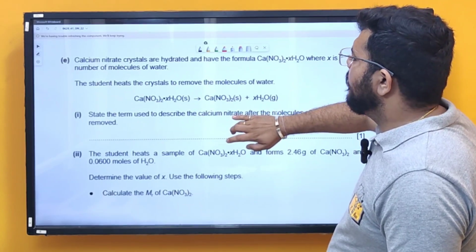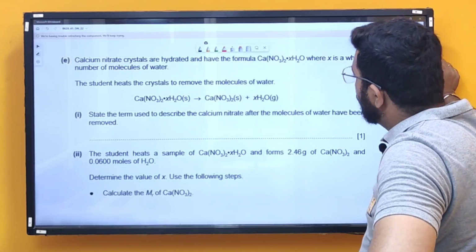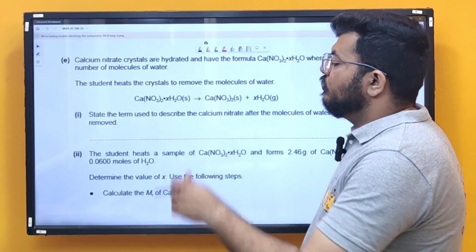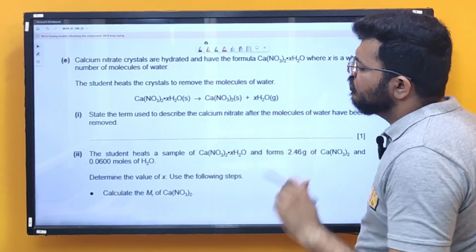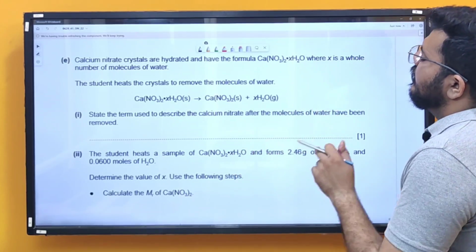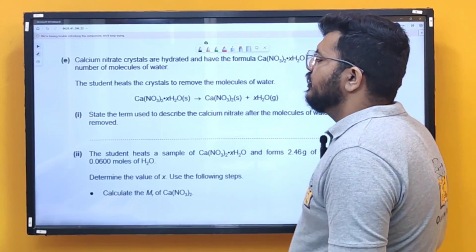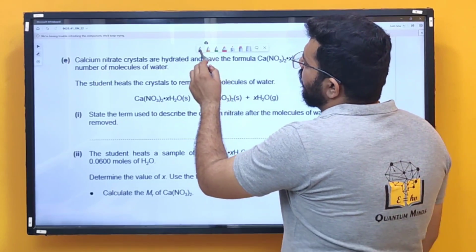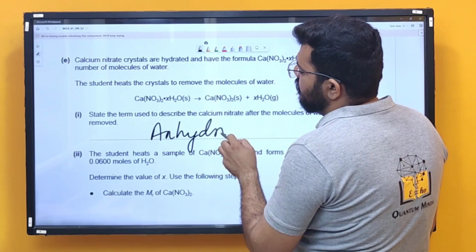Then calcium nitrate crystals are hydrated and have a formula of Ca(NO3)2·XH2O, where X is a whole number of molecules of water. Student heats the crystals to remove the molecules of water. Ca(NO3)2·XH2O gives Ca(NO3)2 plus XH2O. Okay, state the term used to describe calcium nitrate after molecules of water have been removed. It is known as anhydrous calcium nitrate, right?